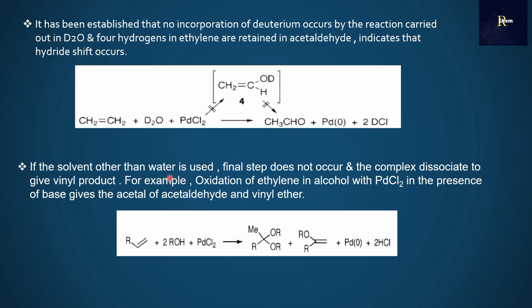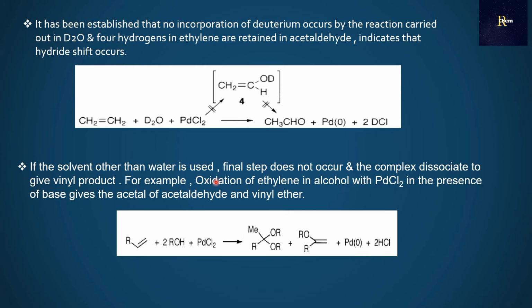Now in the next step, if the solvent used is not water but something other than water, like an oxygen based alcohol or acid or N based nucleophile, then the product changes. The final step doesn't occur in that process, and the complex dissociates to give a vinyl product.